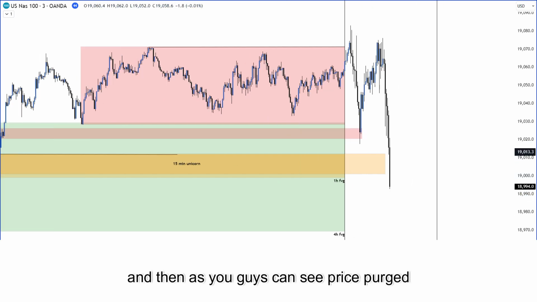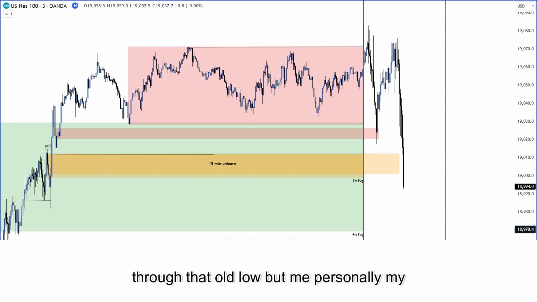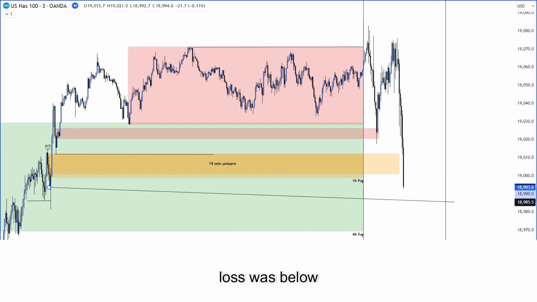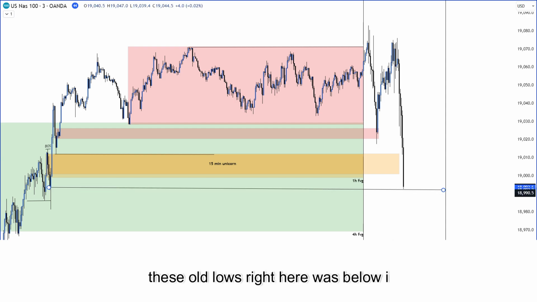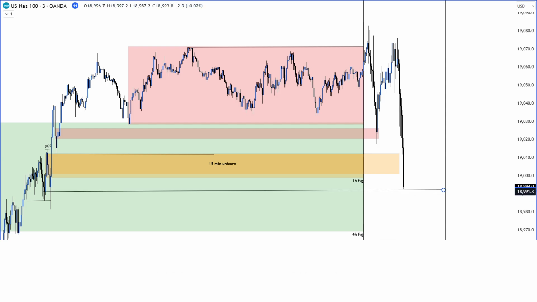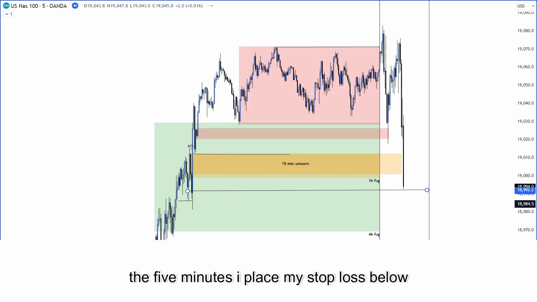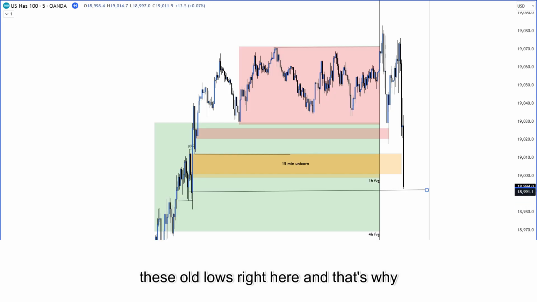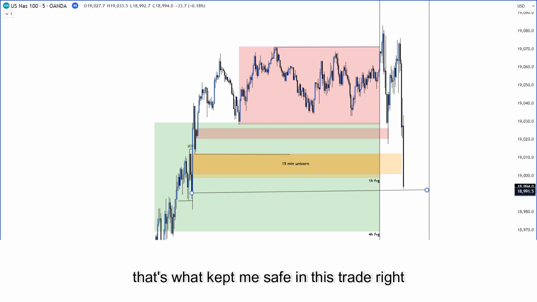And then as you can see, price purged through that old low. But me personally, my stop loss would save me correctly. My stop loss was below these old lows right here. I always place my stop loss, let's scale up to the 5 minutes, below these old lows right here. And that's what kept me safe in this trade, right?